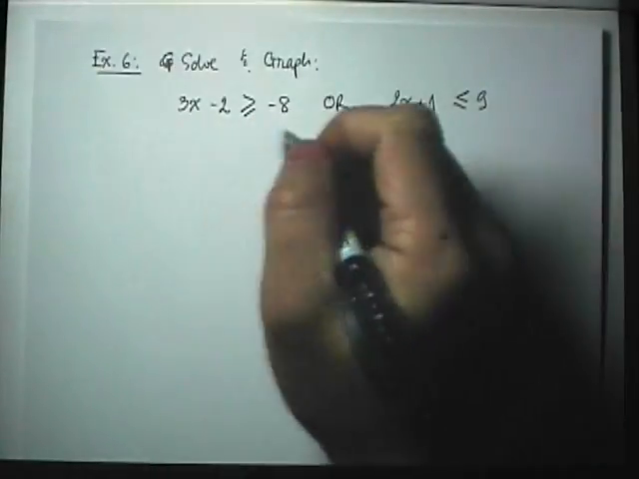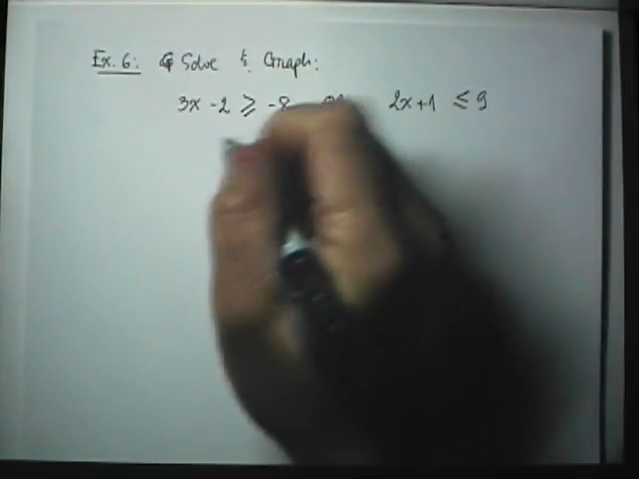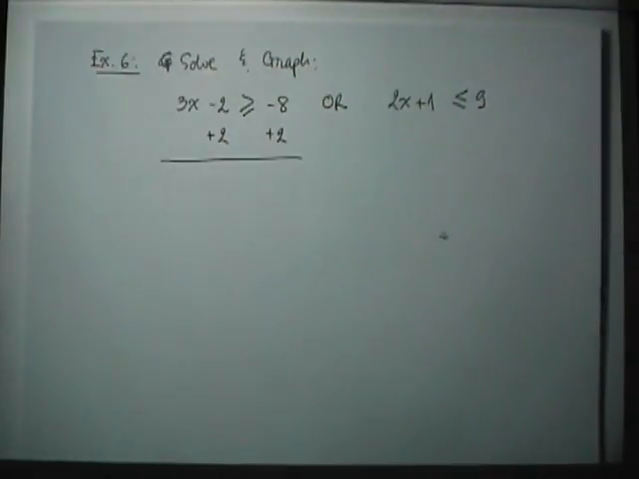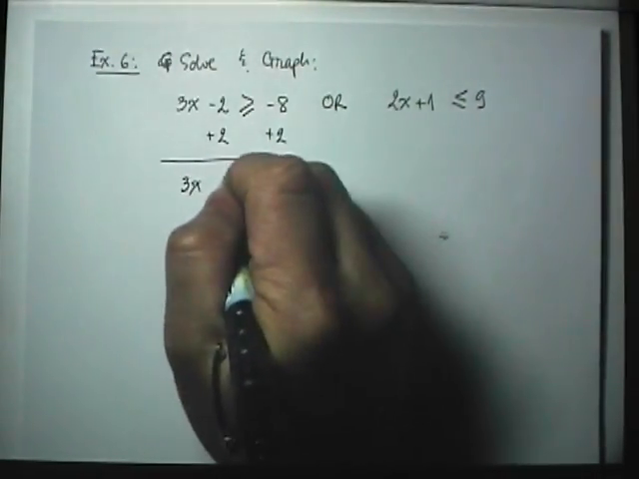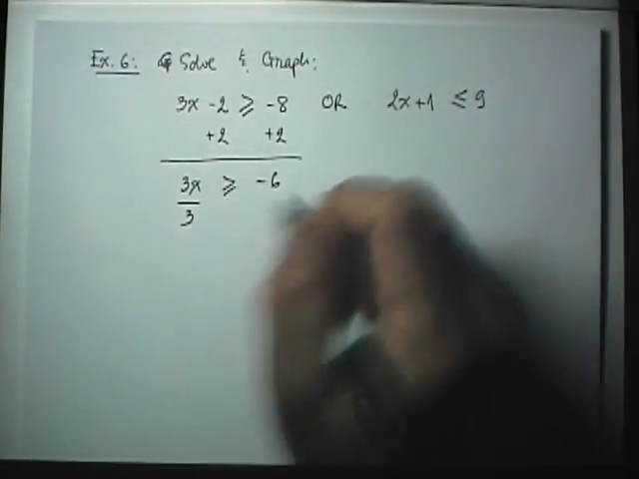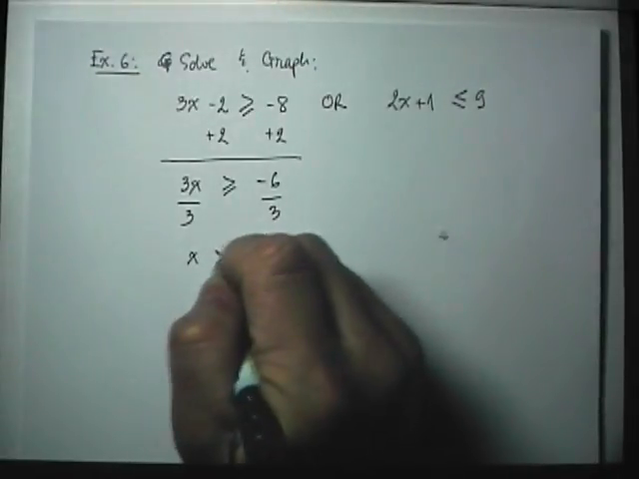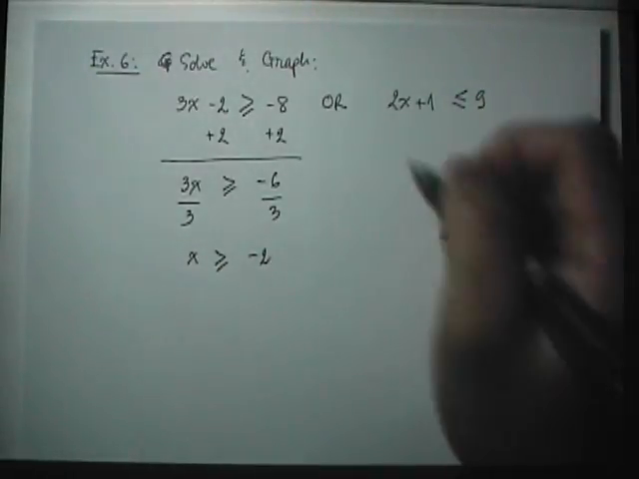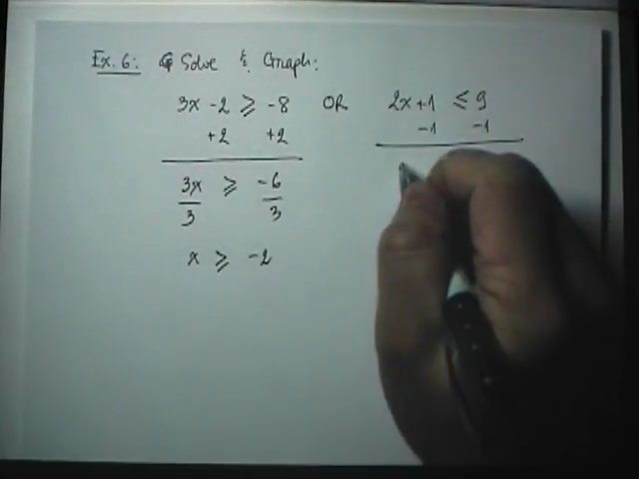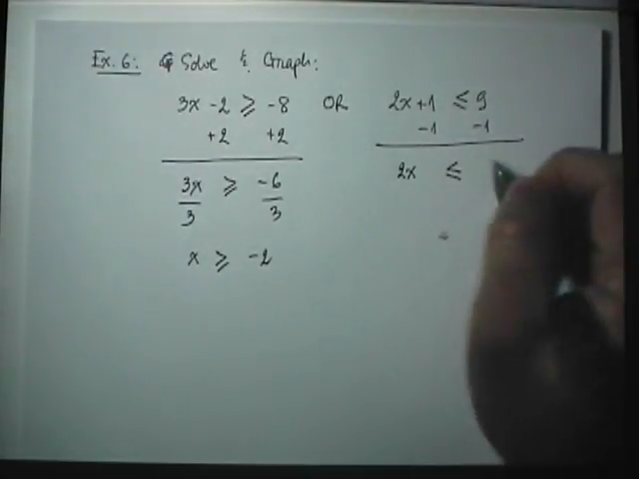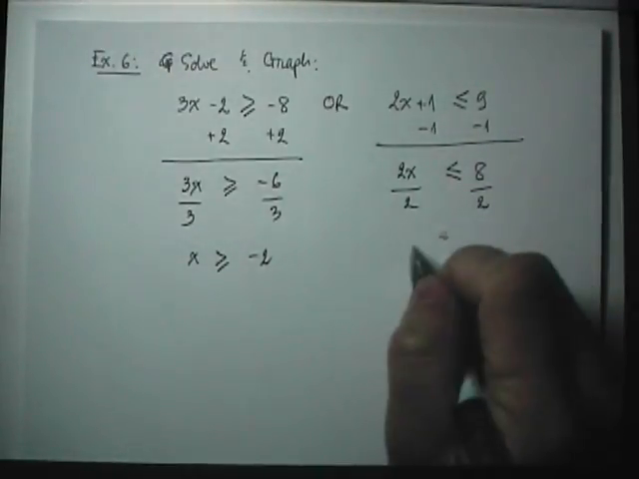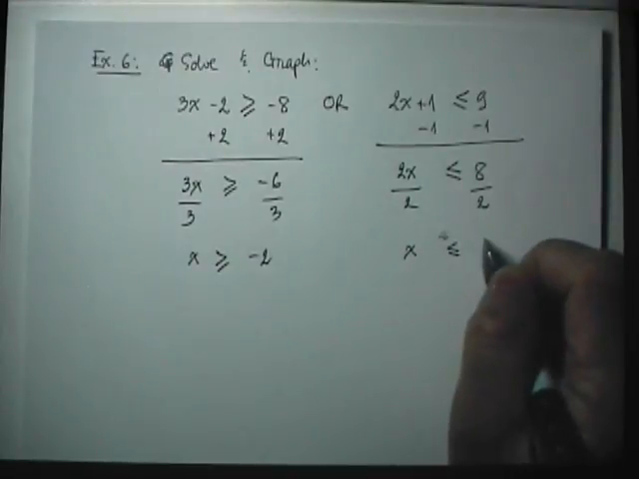So solving these two inequalities independently, what I need to do is, once again, add 2 to both sides. That gets me 3x greater than or equal to -6. And then dividing both sides by 3, x greater than or equal to -2. For this one here, I need to subtract 1 from both sides. And that gives me 2x less than or equal to 8. And dividing both sides by 2, I have x less than or equal to 4.